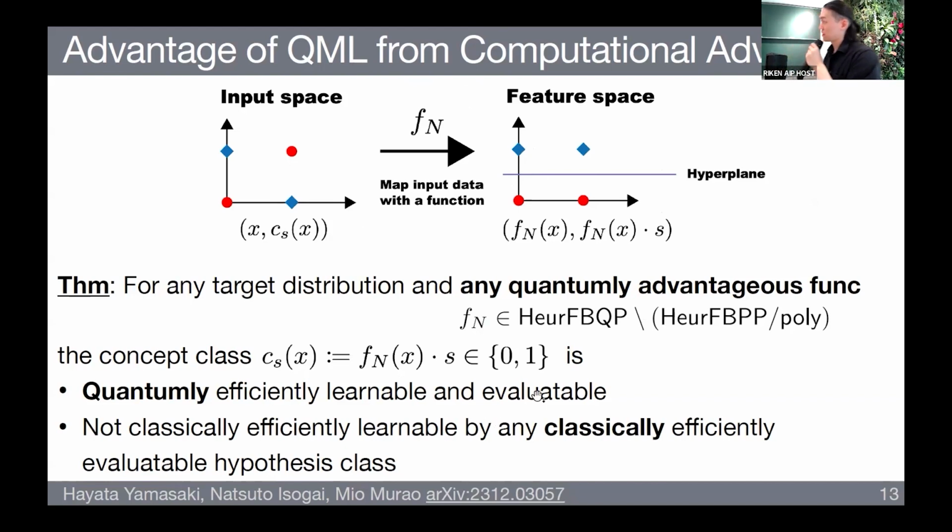This task is quantumly efficiently learnable and evaluatable, because we can construct a polynomial-time quantum algorithm to achieve this learning. But at the same time, we can prove that this is not classically efficiently learnable by any classically efficiently evaluatable hypothesis class. We can show that we cannot learn and efficiently evaluate any hypothesis to achieve this learning. Technically speaking, what we can show is that if we could learn and efficiently evaluate a hypothesis class to achieve this task, then we could compute this function. But this is impossible.